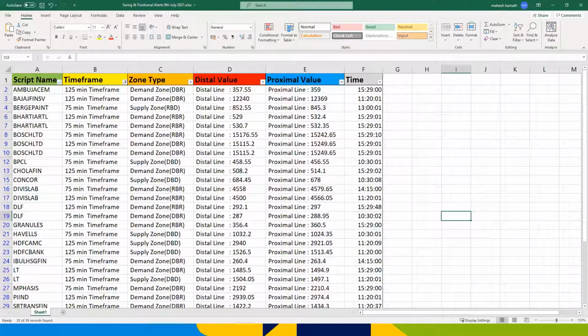Will it be possible to set alerts when a pullback occurs? Abdul Qadir, you need to set alerts on TradingView for pullbacks. So let's go through this list now. Let's use it for scanning. Let's pick some opportunities for the coming week. The first stock is Ambuja Cement, 125 minute time frame. There is a zone. Let's check what is there.